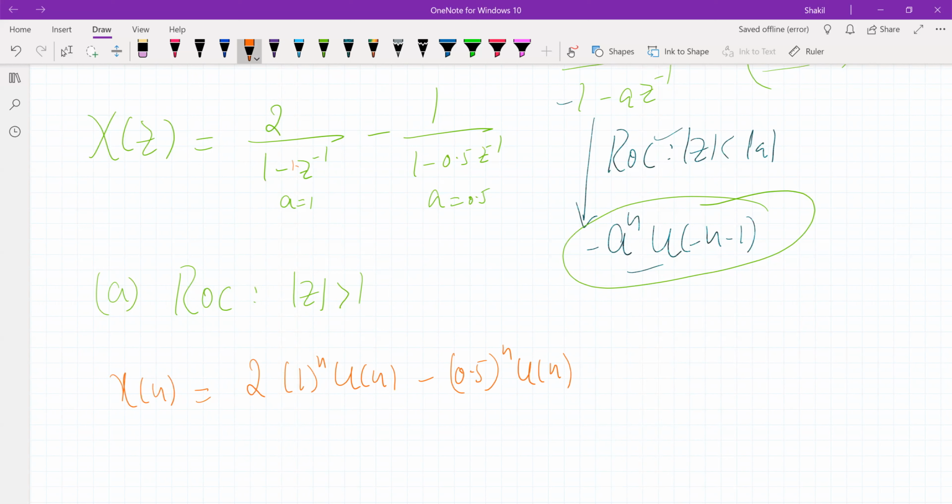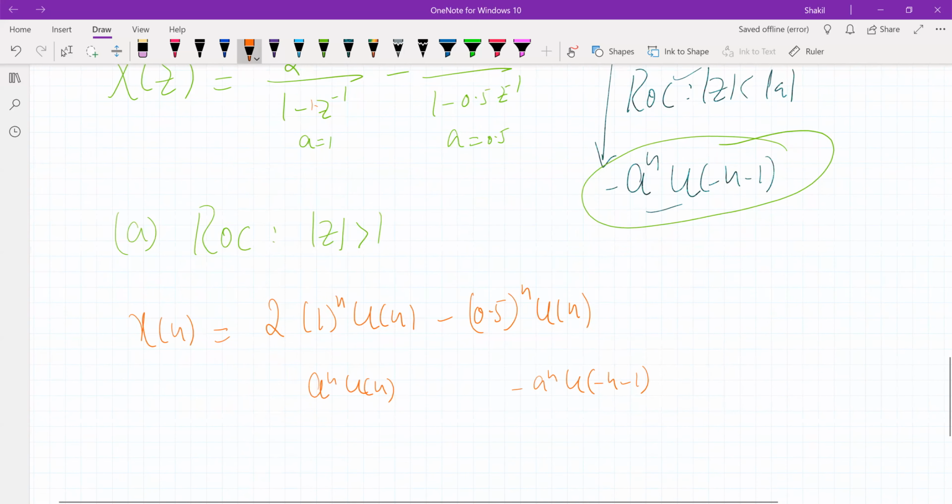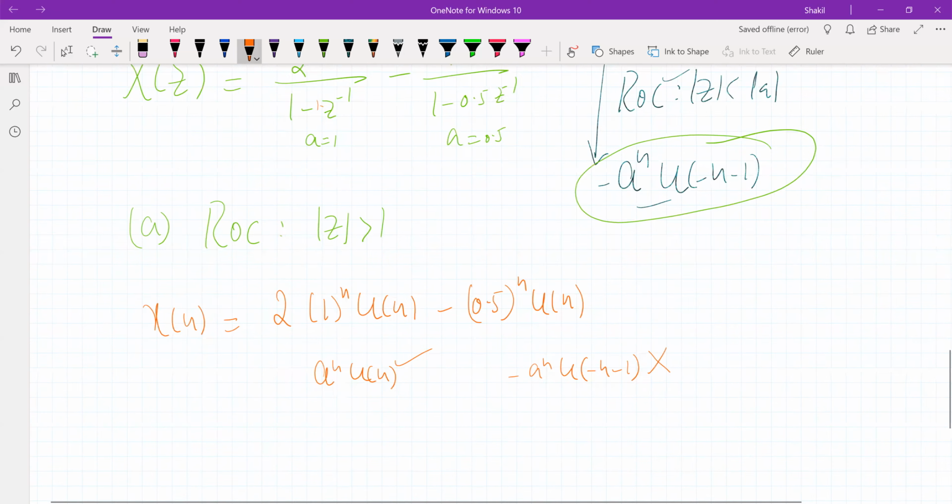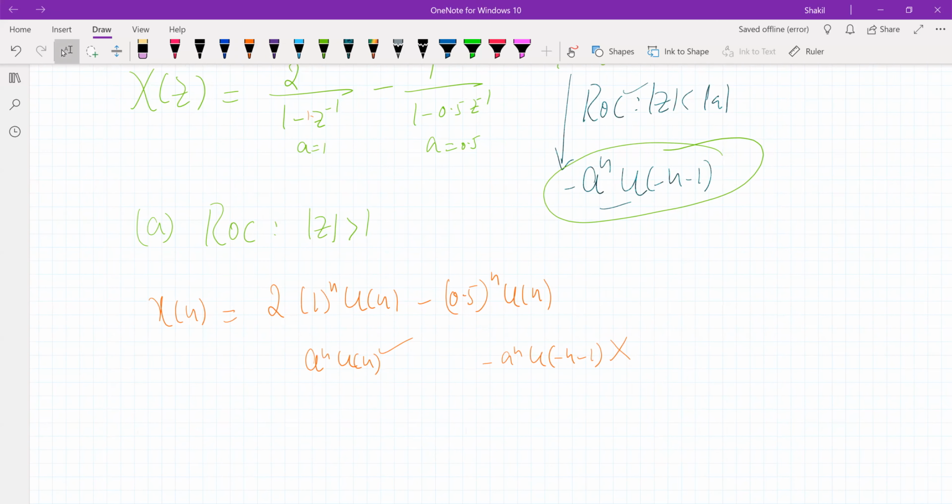Now, why did I convert each term into this form? Why not to the minus a raised to n, u of minus n minus 1 form? Why not to this form? Why did I convert into this form? As I said earlier, when we have a sum of two or more terms, the region of convergence is the common region.